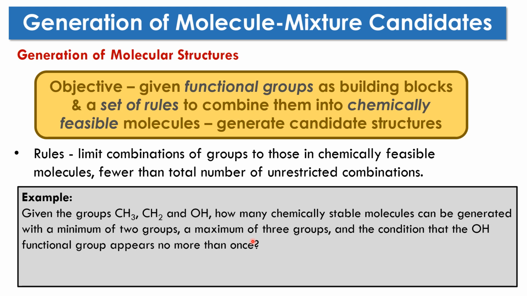So it means that in all the generated, chemically feasible or stable molecules, we don't want any molecules which have OH groups more than one. That's the limitation that we set, because that is our requirement.